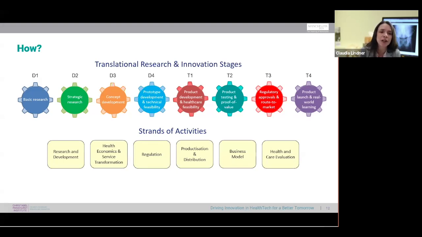For each of these strands, we've identified activities that need to be considered and acted on, independent of whether you might develop a digital health innovation or maybe something that is being implanted in the body. And so we've identified a set of core activities. For example, the business model strand includes considering intellectual property and branding, the market size, and market share. But there's a whole range of activities for all these six strands.